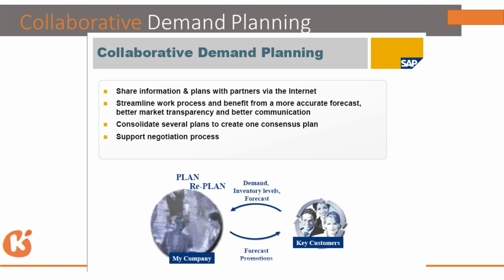And collaborative planning, say for example, I have a key customer. 30% of revenue I am going to get from customer A. For that customer, I can give access, interactive planning access, via internet. So instead of me generating a forecast, he will give his forecast numbers. Based on his forecast numbers, I will do the production, so that whatever forecast he has given, I will supply that much quantity. That is also possible using collaborative demand planning.